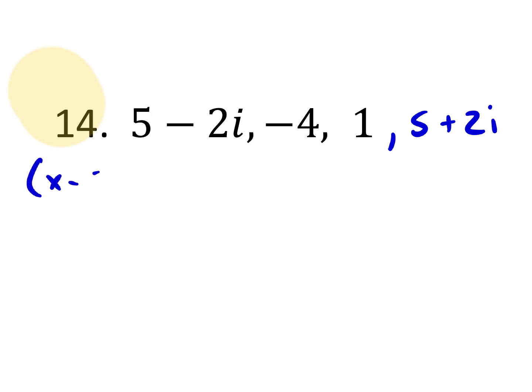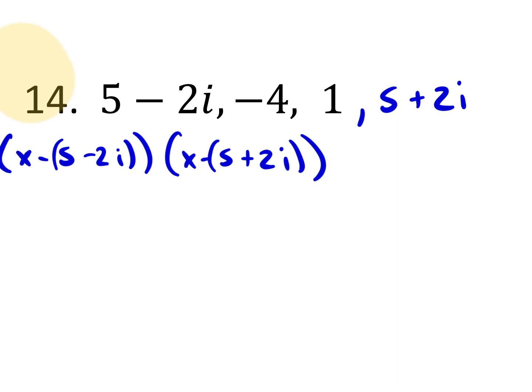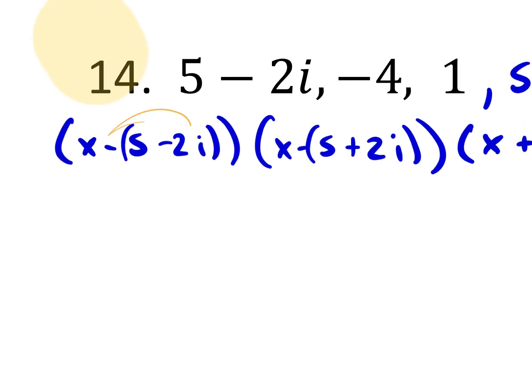So I have x minus 5 minus 2i and x minus 5 plus 2i. I like to write my conjugate pairs together and then the rest of them can come next. So x plus 4 and x minus 1. All right, what should I do first? Awesome. I'm going to multiply my conjugates first, but to start, I have to distribute the negative. So x minus 5 plus 2i and x minus 5 minus 2i.